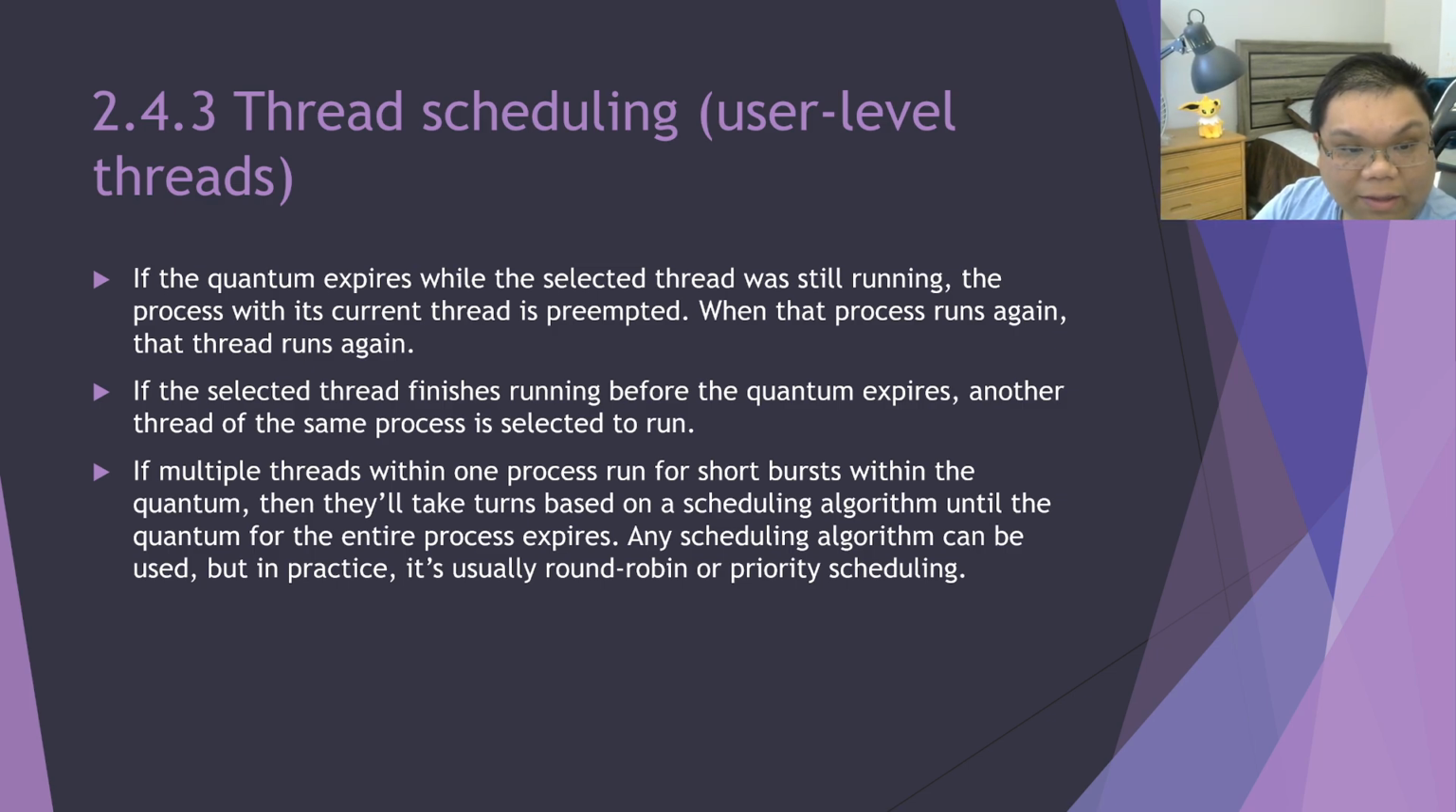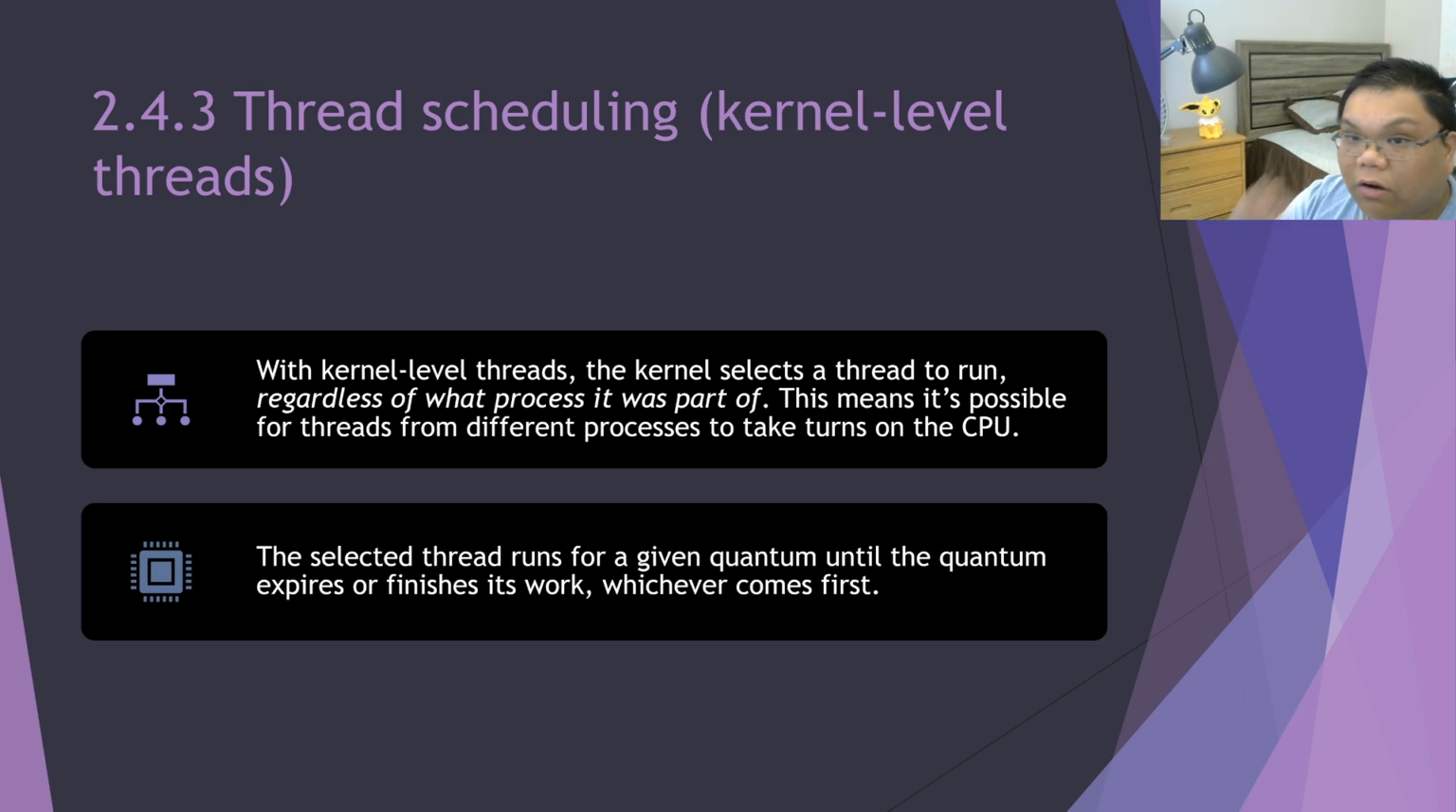If multiple threads within one process run for short bursts within the quantum, they'll take turns based on whatever scheduling algorithm that thread scheduler is using until the quantum for the whole process is up. We can use any scheduling algorithm for our thread scheduler, but it's usually either round robin or priority scheduling. With kernel level threads, the kernel selects a thread to run, regardless of what process it was part of.